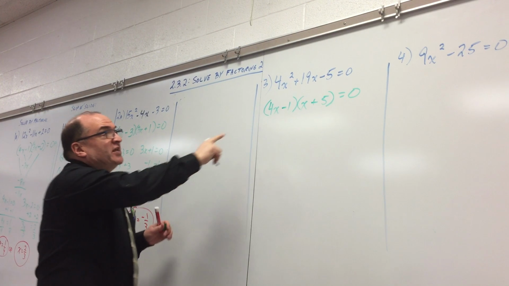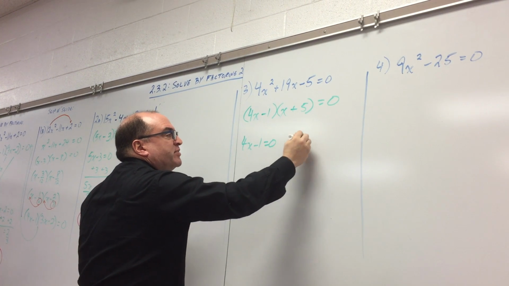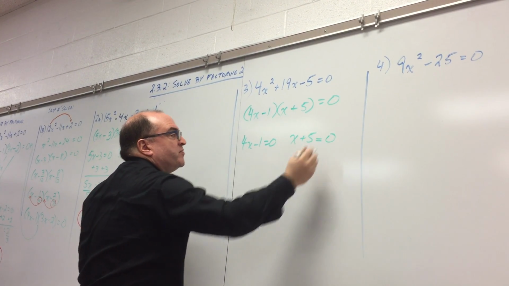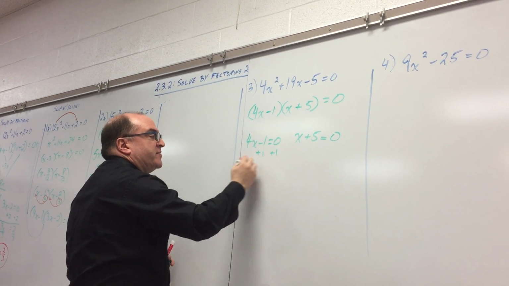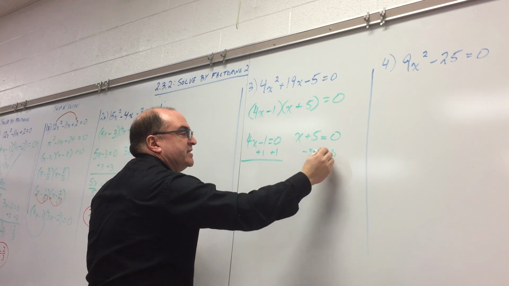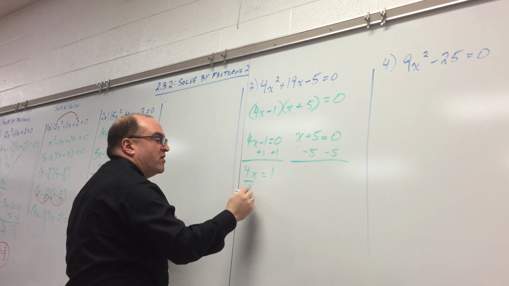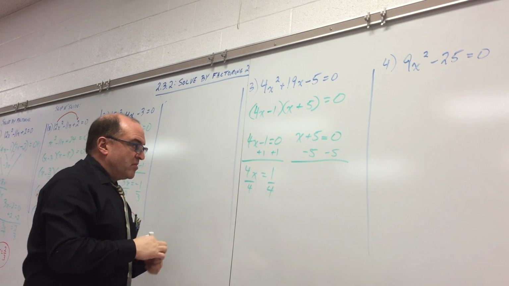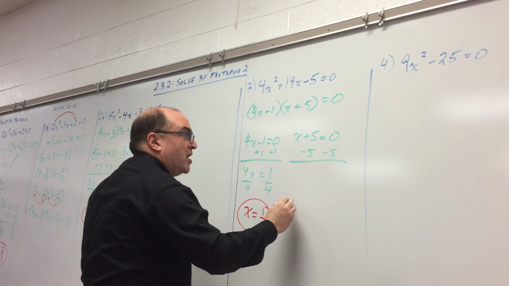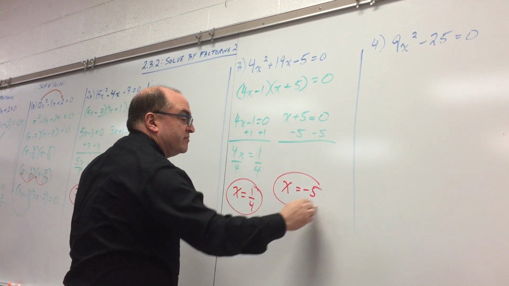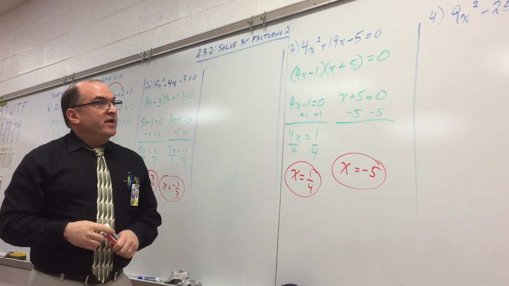All right. Set both of these factors equal to 0. 4x minus 1 equals 0. x plus 5 equals 0. Okay. Add 1 to both sides here. Subtract 5 from both sides here. 4x equals 1, divide by 4, and x equals 1/4. Or x equals -5. Sometimes you will get an integer instead of a fraction. Here you get a fraction, okay?